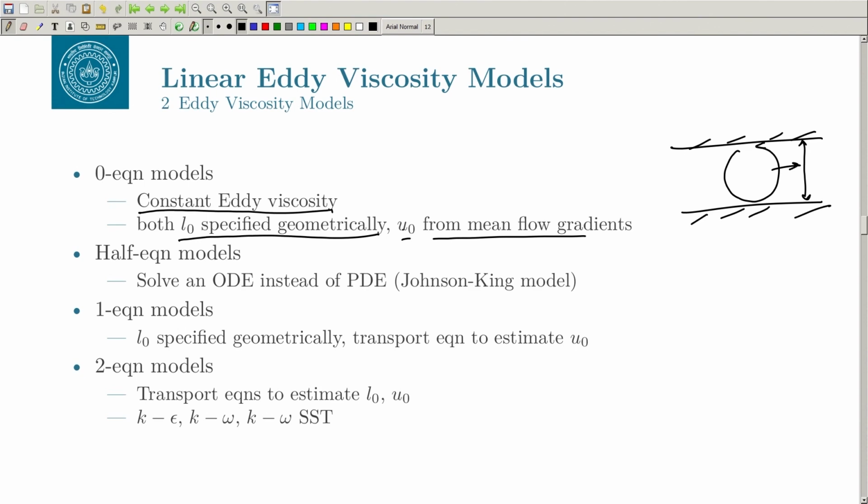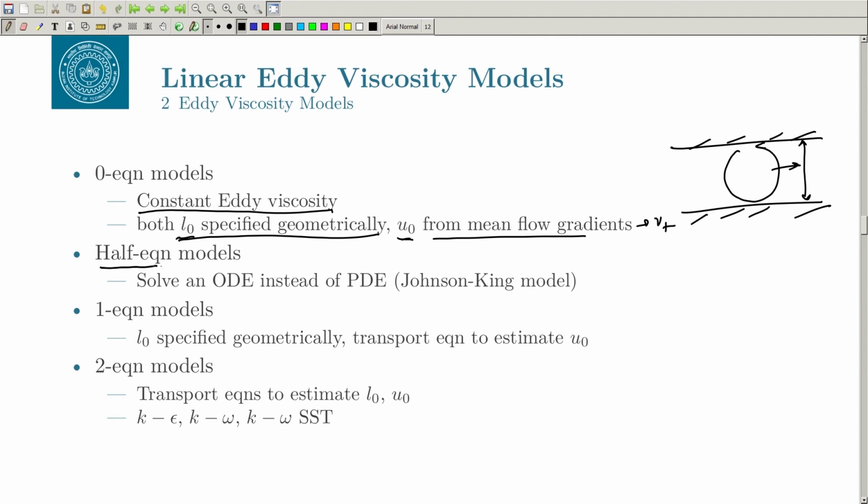So, basically you are not solving any additional equation, only the four RANS equations that you have. You solve them, and you get the values of u0 and L0, and that way you calculate the nu t. So, this is called the zero equation model.